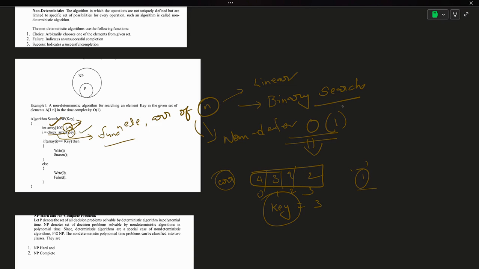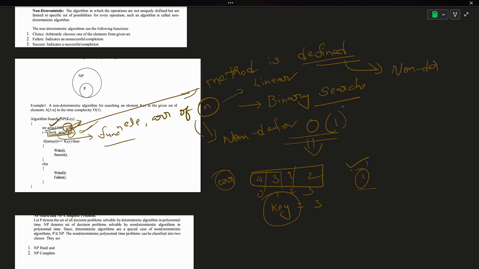Why am I saying this is a non-deterministic algorithm? Because I'm not knowing how this check array is computing and getting out this index. Yes, you heard it right. I don't know how it is working. This method is not exactly defined, and that is what you call non-deterministic.